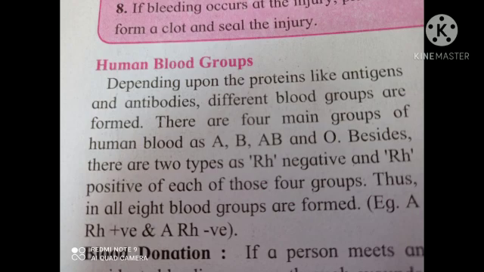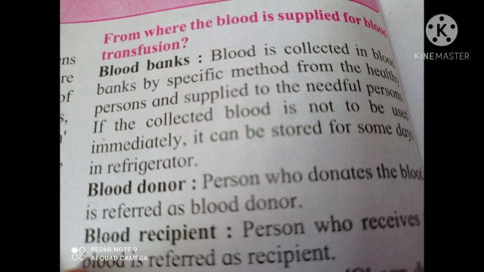Blood groups are formed due to antigens present on the RBCs and antibodies present in the plasma. Blood donation means blood cannot be manufactured artificially. It must be donated from a healthy person to a person who is in need. Blood transfusion. Blood transfusion is the process in which the person who is in need of blood is given transfused blood from a healthy donor.